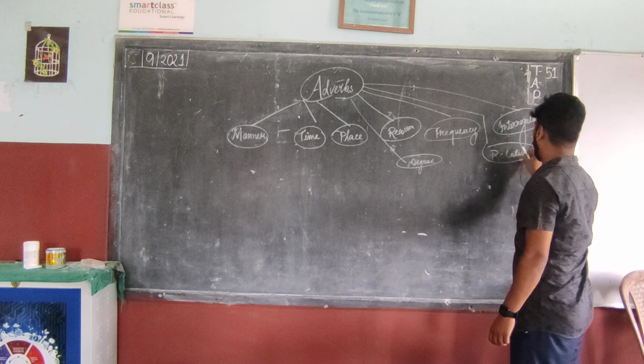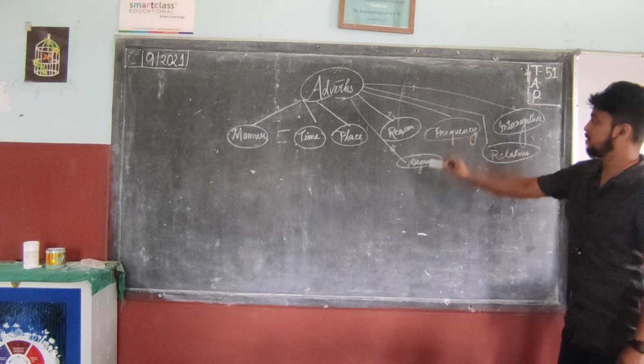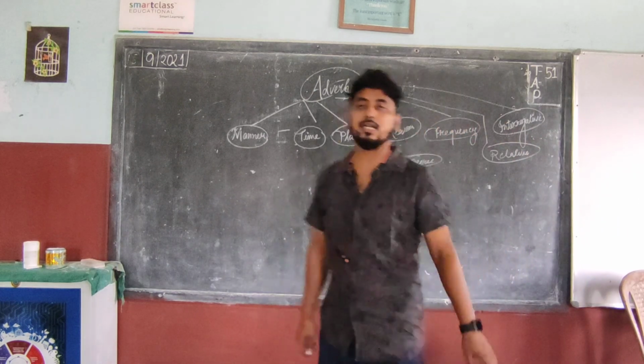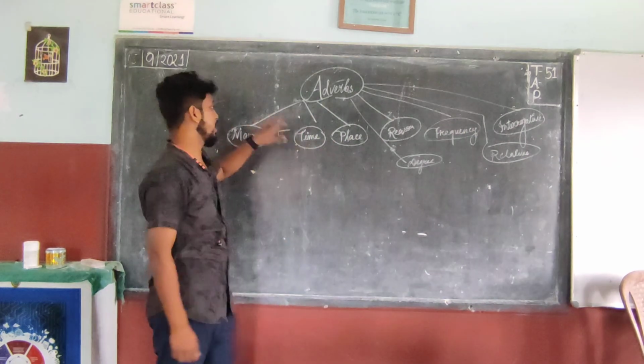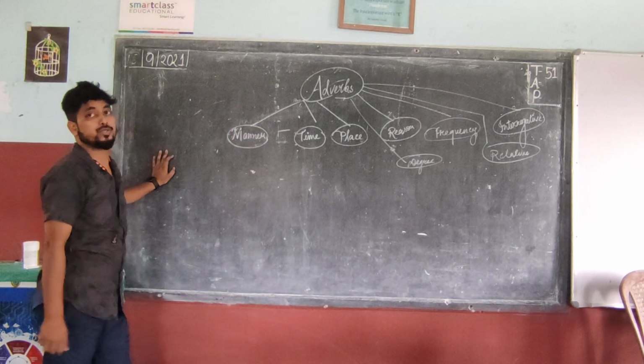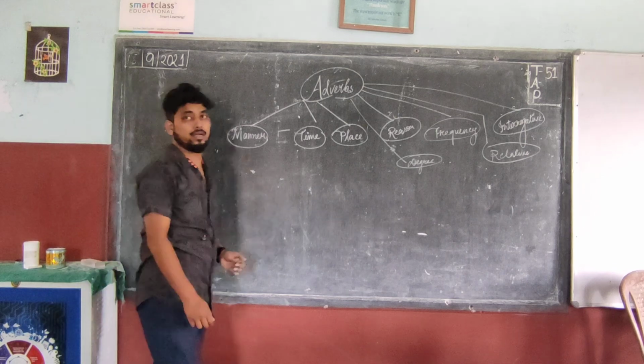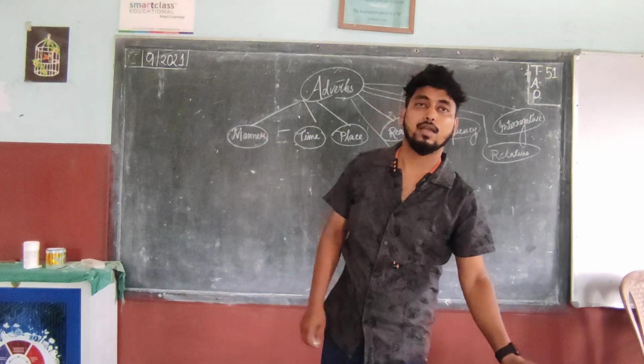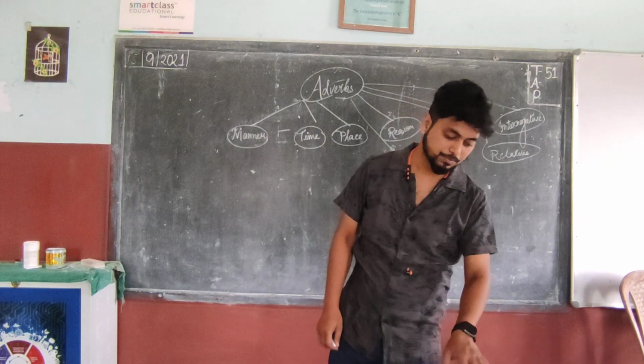So how many adverbs did you get here? Eight kinds of adverbs are there. How do we come to know which is what adverb? For example, adverb of manner. How do we come to this adverb of manner? The example is simple, given here.